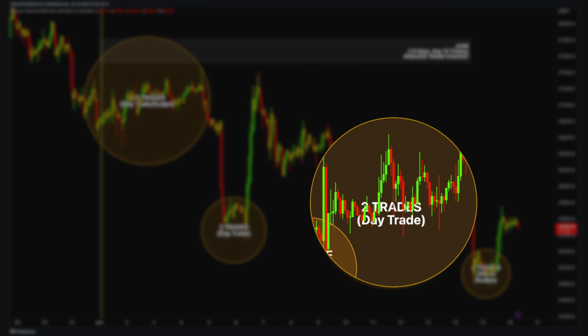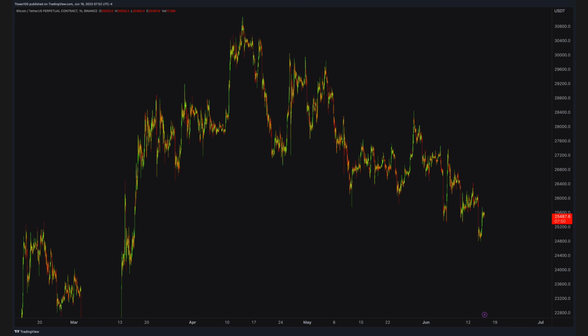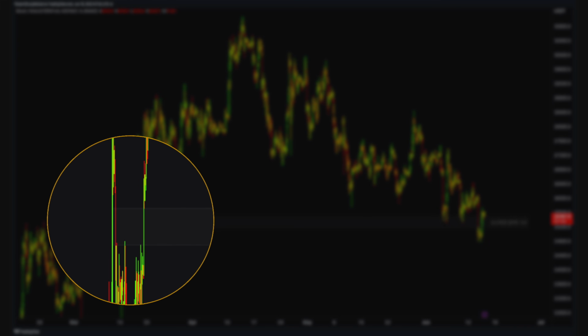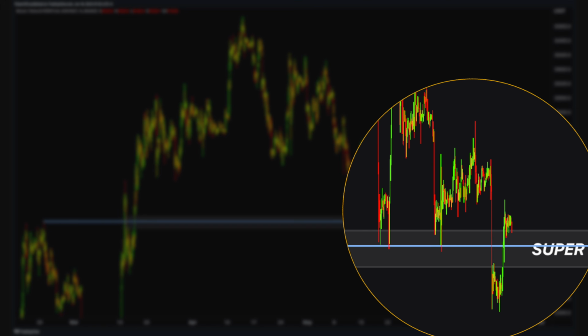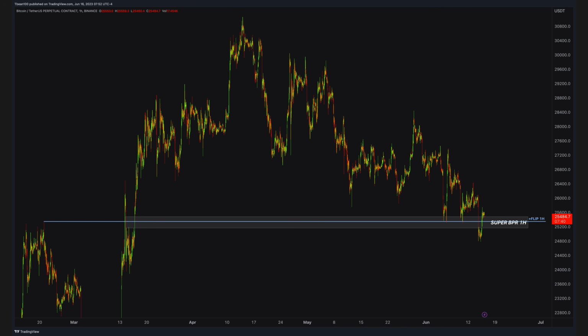Let's analyze the 2 trades over here with extreme detail. Now we are in the 1 hour chart. I actually love the 1 hour time frame so much, it reveals many things. You already remember this super balanced price range and support resistance flip area from my previous videos. This is a demand until it is broken. I expected bounces here. I was ready to trade those bounces.